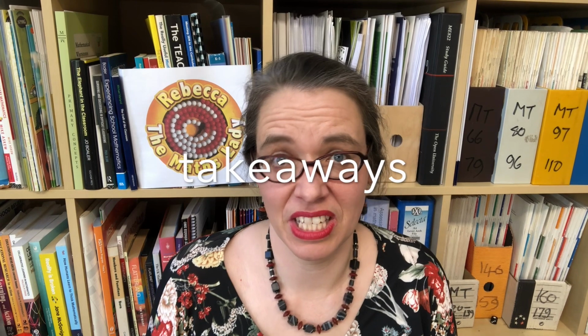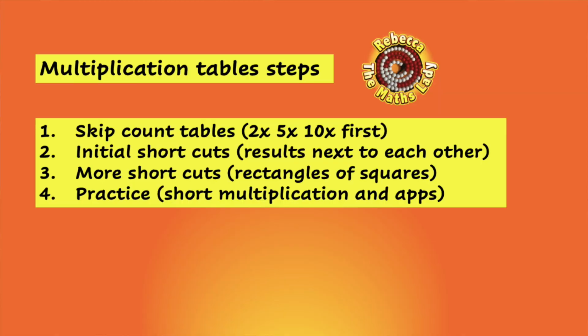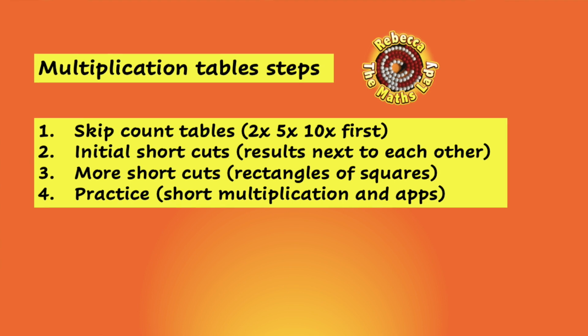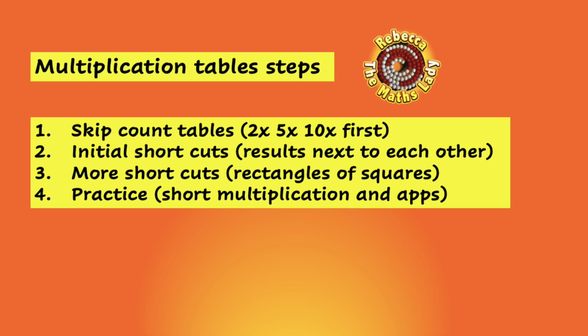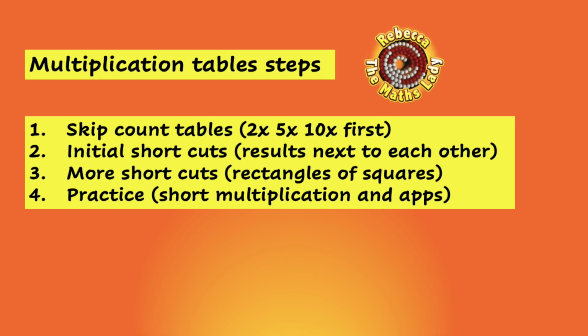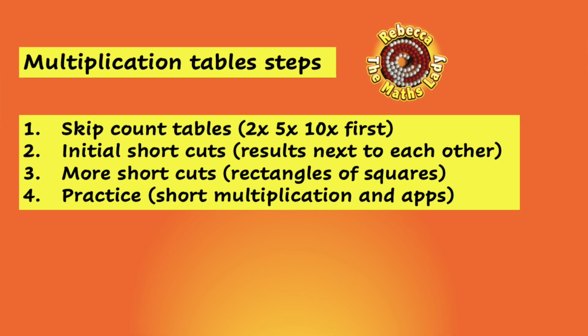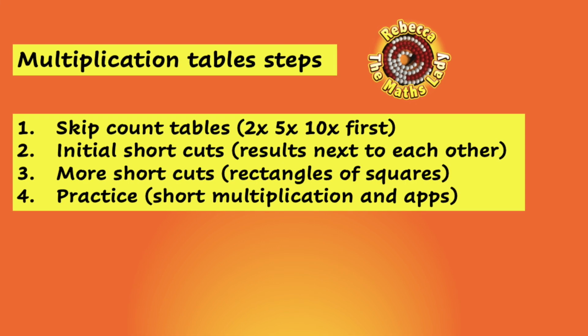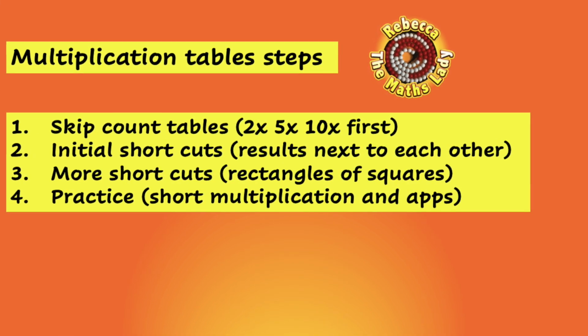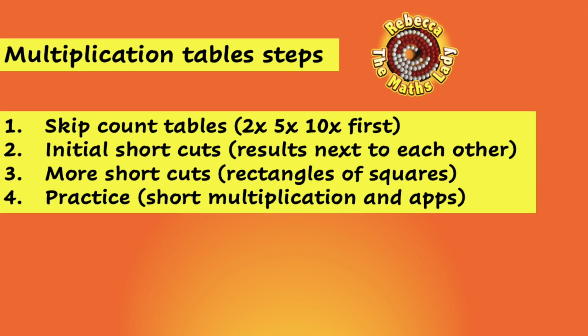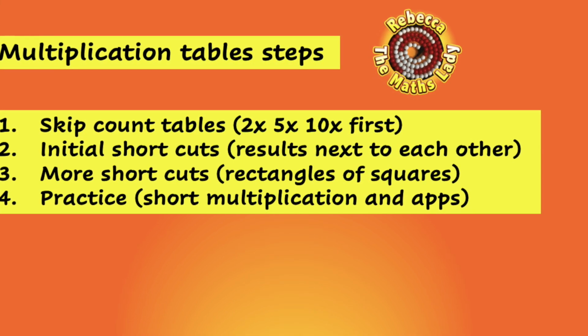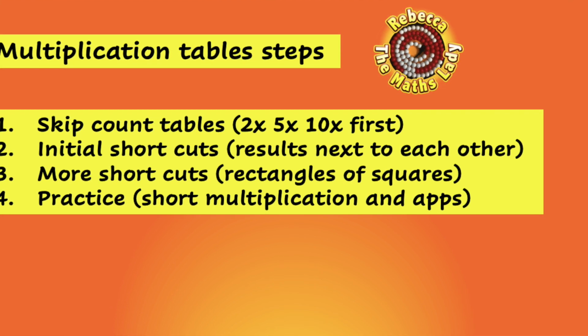So your takeaways from this video are that children need to understand that multiplication is repeated addition. They need to understand that it can be done in either order and why that is. And then we need to work on building their fluency with tables, first by skip counting them, focusing on the 2, 5 and 10 times table first because they're structural, and then on the rest of the tables, making sure that each addition is done in no more than 2 steps. Then we start to look at shortcuts by relating results to the one next to them, and then also by looking at rectangles of objects and rectangles of squares to see other shortcuts that your child might choose to use.